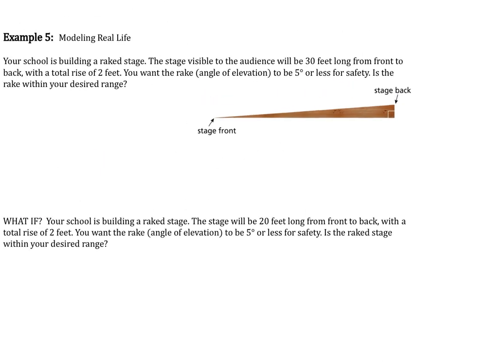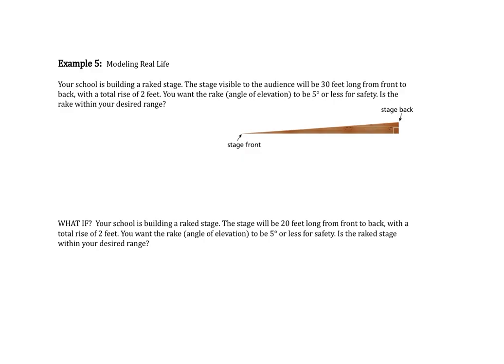Okay, this one here is kind of a story problem. And we're talking about a stage, and a lot of times stages have what they call a rake to them. And it's really just a slope. Like sometimes on a roof, roofs are sloped, but the name of it is a pitch. It's just the name that we use for that.